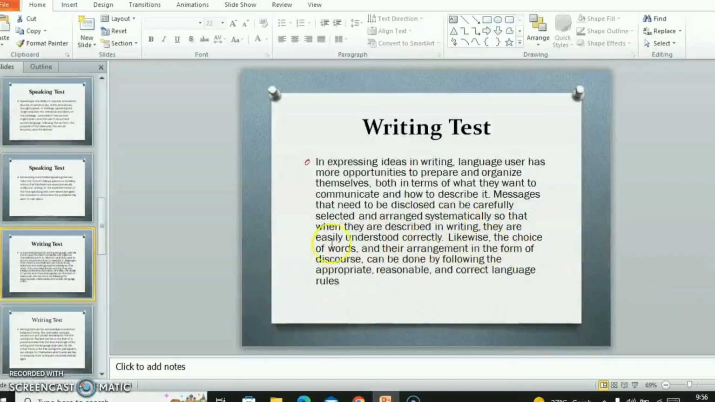Likewise, the choice of words and their arrangement in the form of discourse can be done by following the appropriate, reasonable, and correct language rules. So these are the indicators of how to write properly.